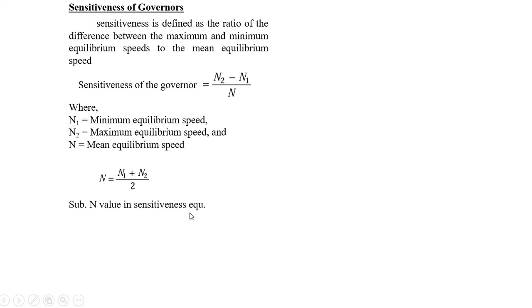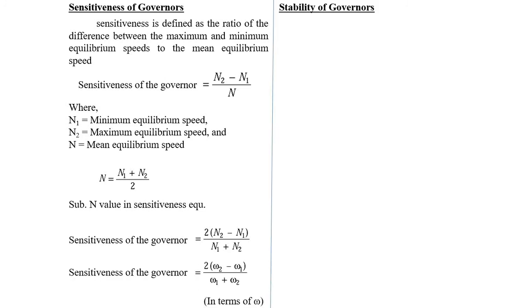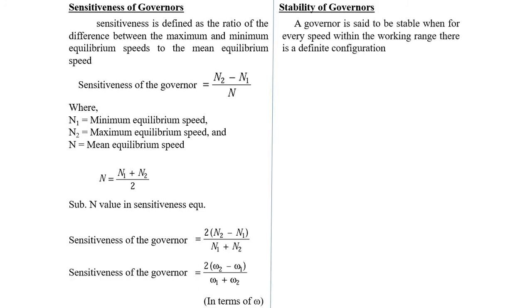Substitute the N value in the sensitiveness equation. Instead of N, apply N1 plus N2 divided by 2. Then we get the final equation: sensitiveness is equal to 2 into N2 minus N1 divided by N1 plus N2. This is a very important terminology. Sensitiveness means the ratio of the range of speed to the mean speed.